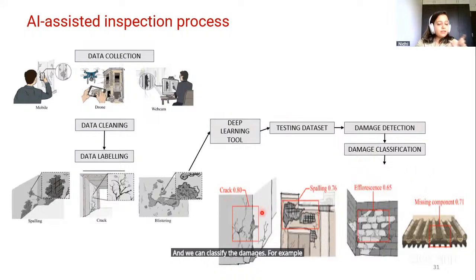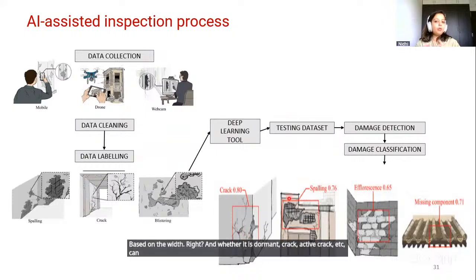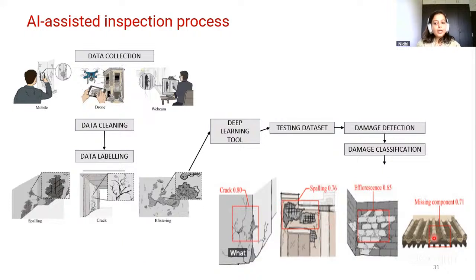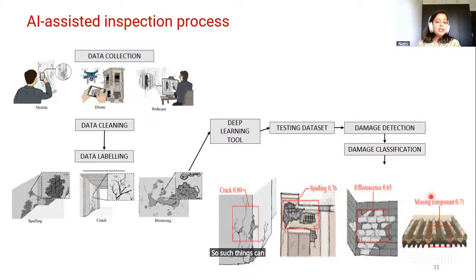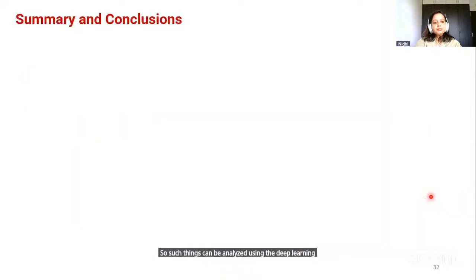For example, classification of cracks based on the width, and whether it is a dormant crack or an active crack, can be done. We can identify how much spalling has occurred, what the efflorescence is, or whether any components are missing. For example, here, whether anything is missing or not. Such things can be analyzed using deep learning techniques.